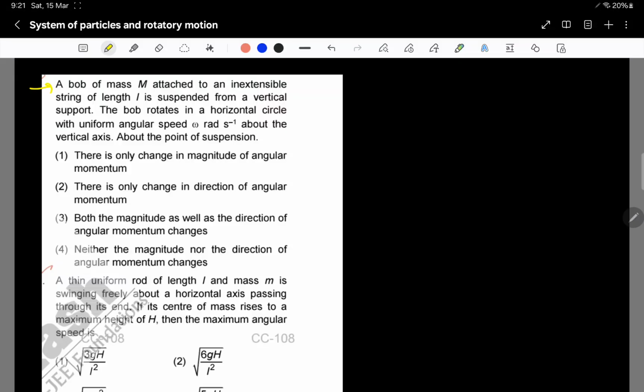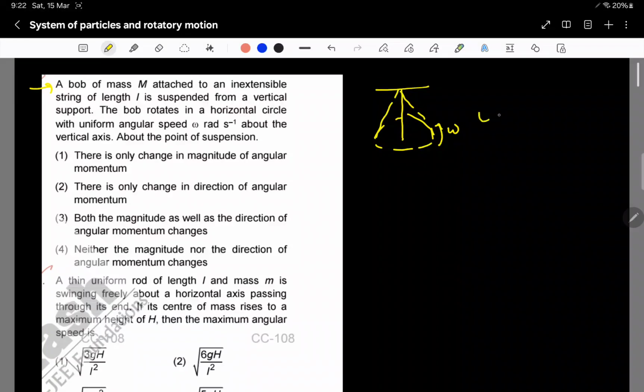Very first question. A bob of mass m is attached to an inextensible string of length L suspended from a vertical support. The bob rotates in a horizontal circle with uniform angular velocity omega given. Is there only a change in magnitude of angular momentum? There is no change in the magnitude of angular momentum, students.